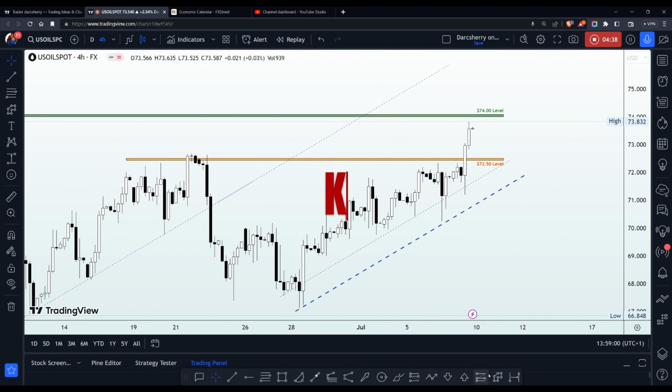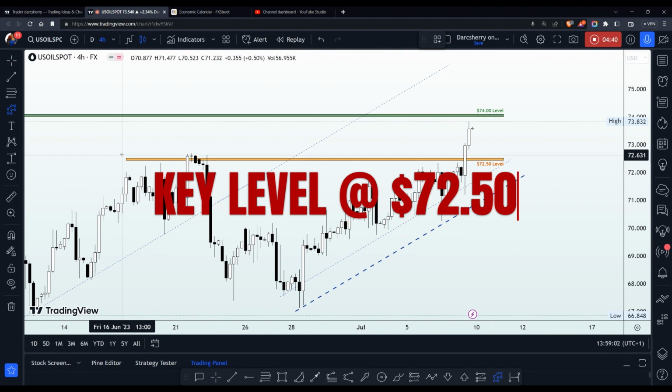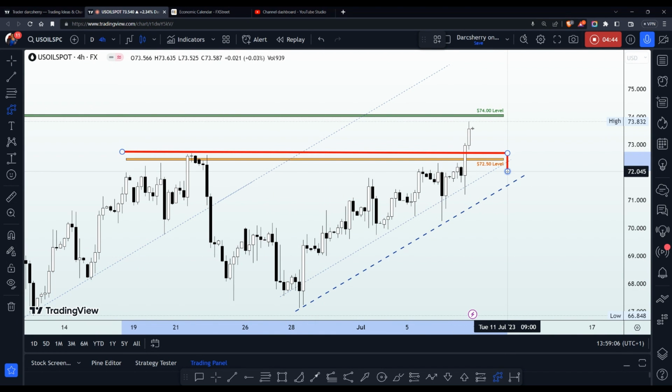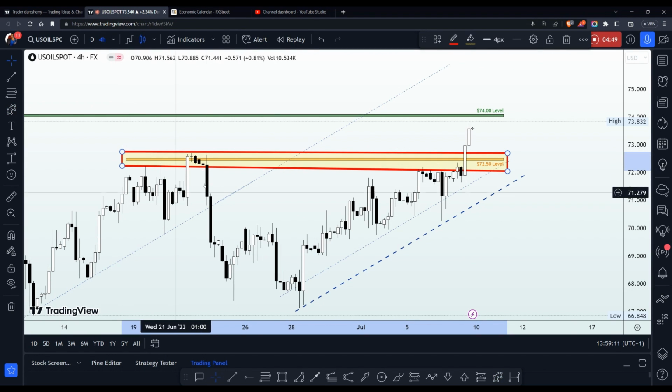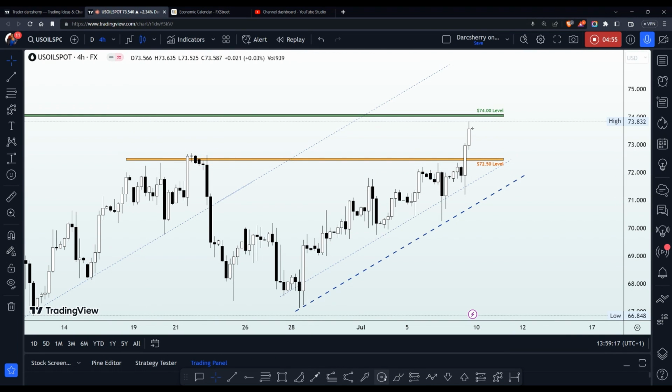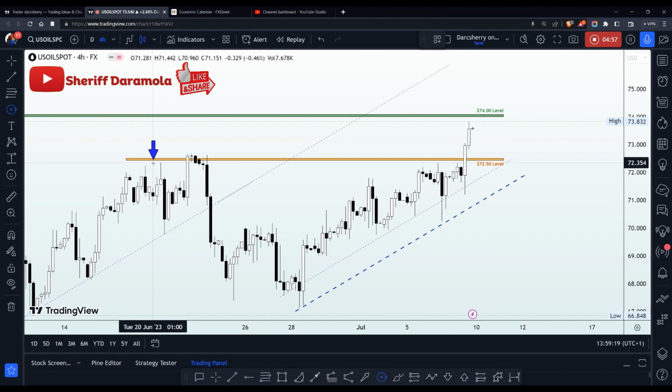The first one is the $72.50 level, which was finally broken on the last trading day of last week, as you can see here. So, this level has always been a major determinant of selling power in this market. If we go as far back as the second week of June, you will see how this area was a strong selling niche.